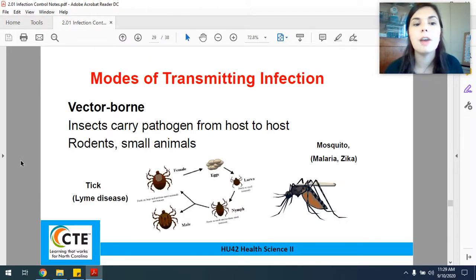And then lastly, we have vector-borne. Vector-borne is things that are carried by insects from host to host. So things like, not just insects, but also rodents or small animals. So things like ticks, mosquitoes, rabies is carried typically from an animal to a person. These are all things that are vector-borne illnesses.